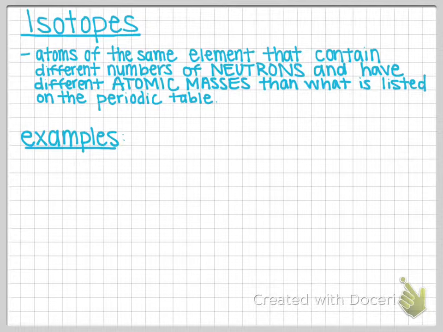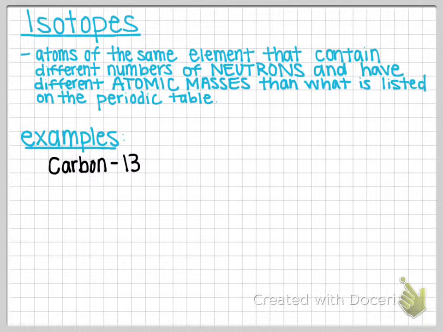Now the last thing we need to talk about are isotopes. Isotopes are atoms of the same element that contain different numbers of neutrons, and therefore have different atomic masses than what is listed on the periodic table. There are two ways to write isotopes. One way you will see is the name of the element, so for example, carbon-13. This is carbon, and its mass, or its mass number, is 13.